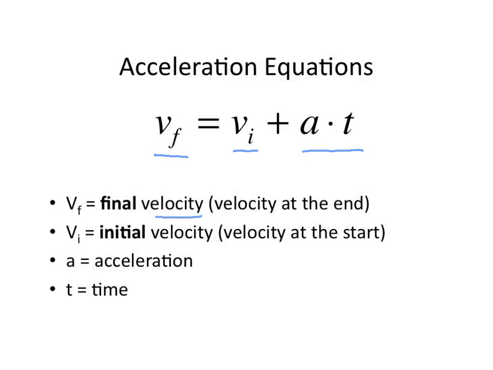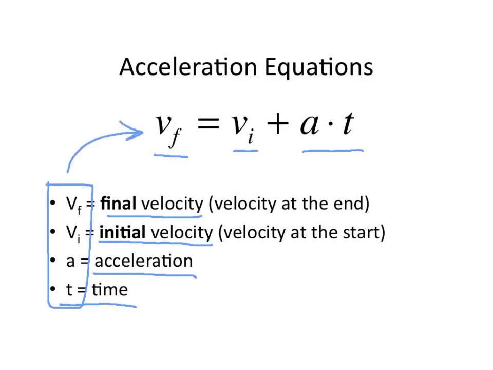VF stands for the final velocity, or the velocity at the end. VI stands for the initial velocity, so the velocity at the start, before you start accelerating. A represents acceleration, and T represents time. So if you have three of these things here and need to find the fourth one, you're going to plug it into this equation.